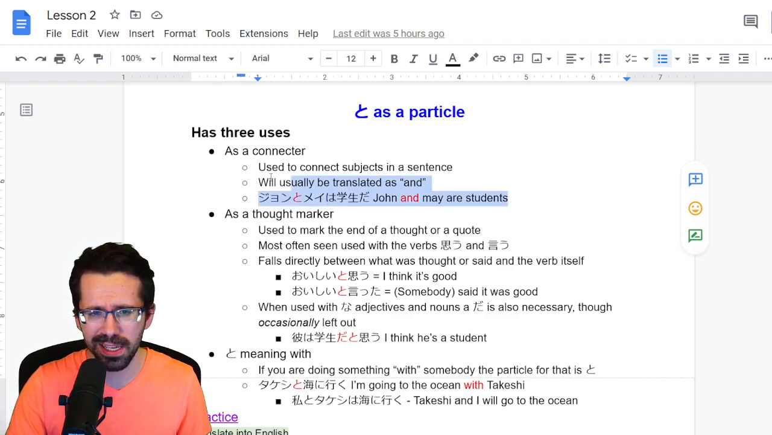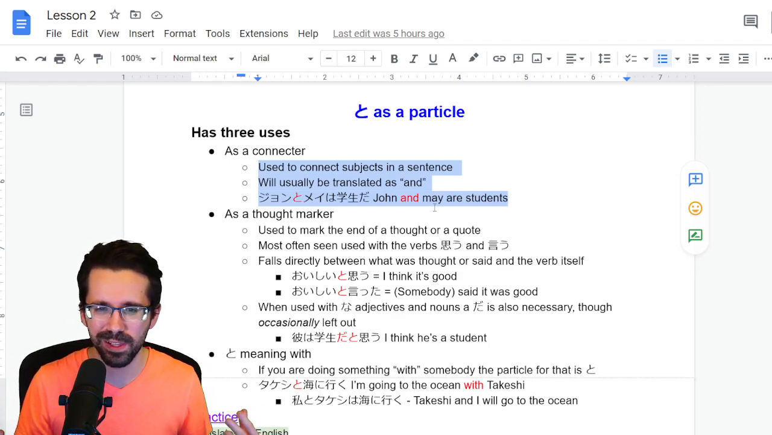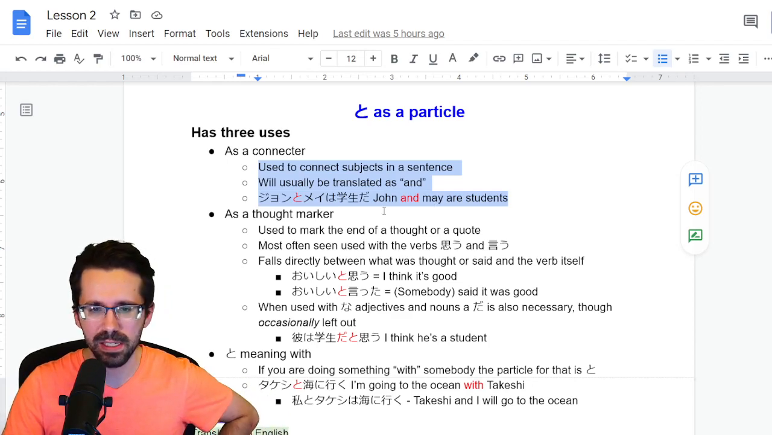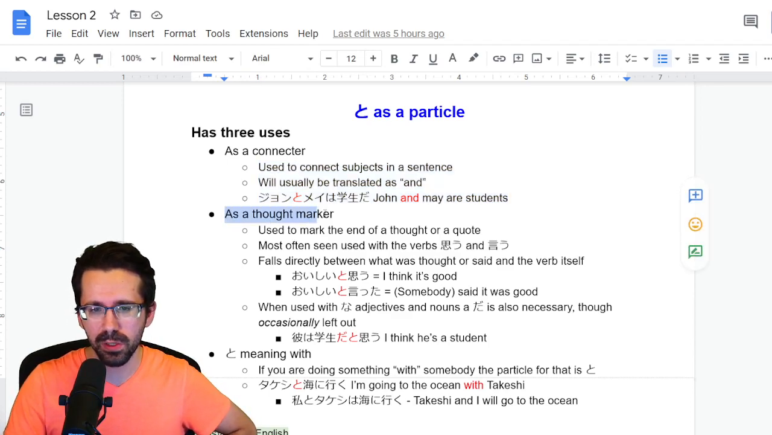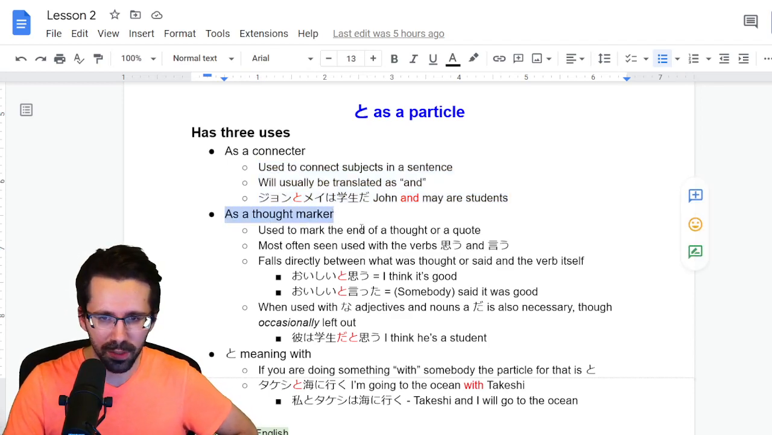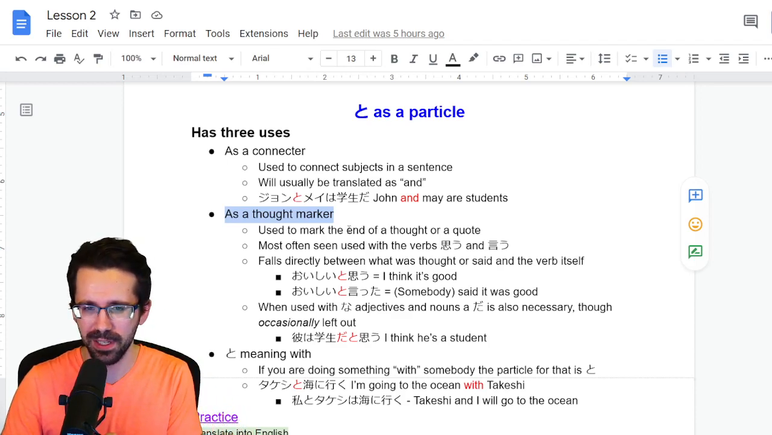This is usually the easier meaning as far as the particle to goes. This is the first one that people think of when they think of to, and usually this is the one that is the easiest for people. The hardest of the 3 is using to as a thought marker. It's a bit of a weird use for the particle to be honest.